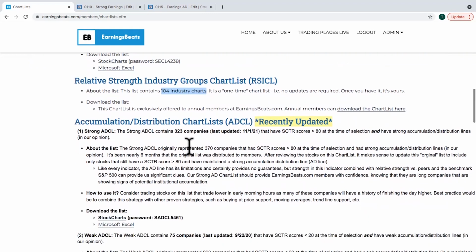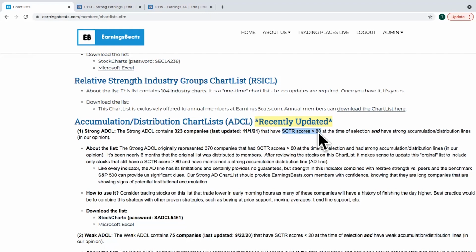Next up, accumulation distribution chart lists. Now, this is more of a technical chart list because all we're doing is looking at the AD line, the accumulation distribution line. There's also a requirement. We want to make sure that the SCTR is high. And if you're not familiar with SCTR, that's the StockCharts Technical Rank developed by John Murphy.